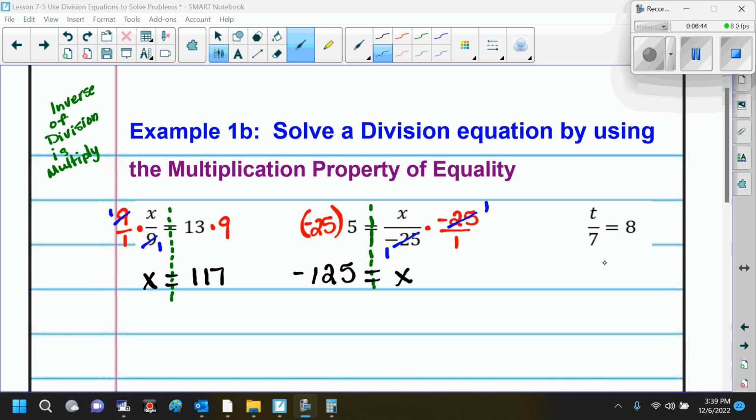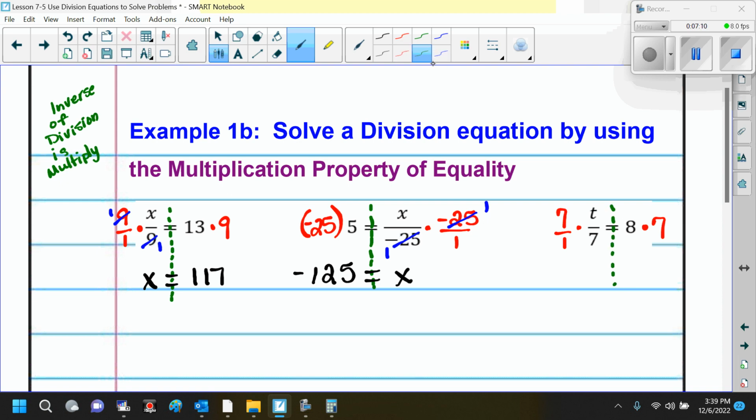So we have t divided by 7 is equal to 8. The inverse of division is multiplication. If I cover up t, that tells me that I want to get rid of the 7. So we're going to multiply times 7 on one side, and if I multiply 7 on one side, I have to multiply times 7 on the other side to keep the balance.